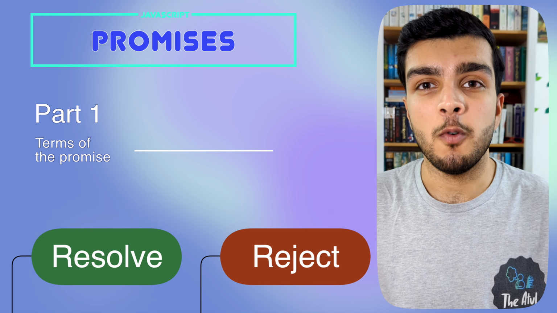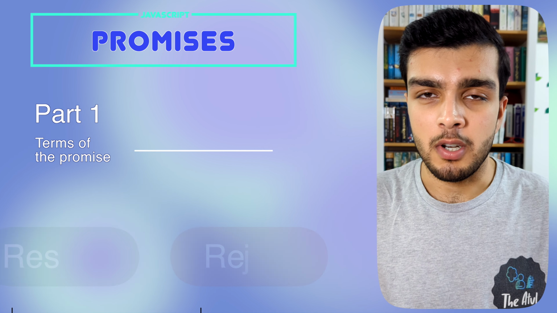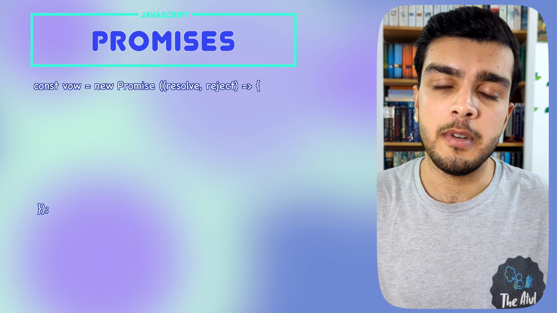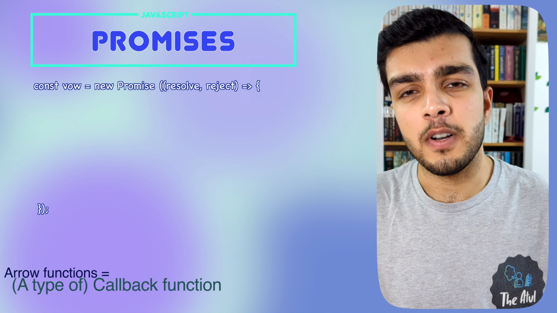Going on with the unbreakable vow example, let's look at what that might look like. First, we're going to create a promise using the new Promise keyword, and it takes a callback function using two parameters, resolve and reject. We're going to use an arrow function to make our lives easier.